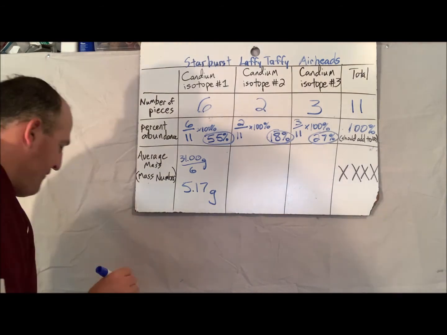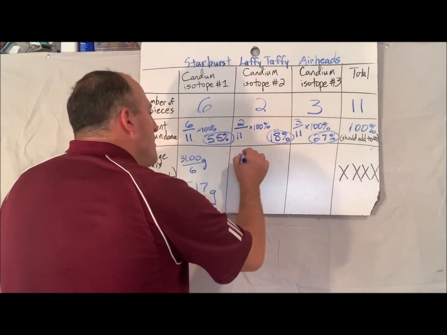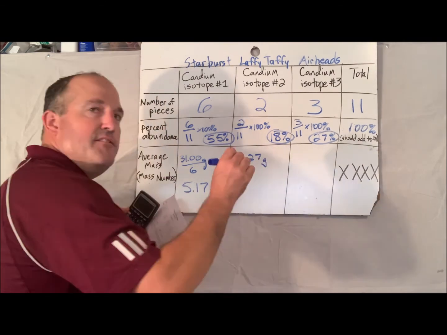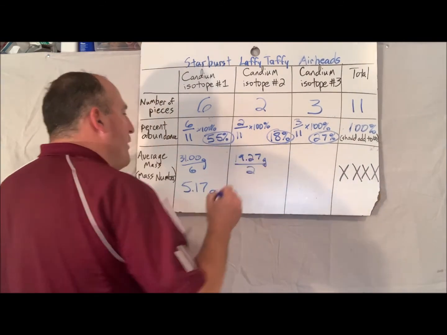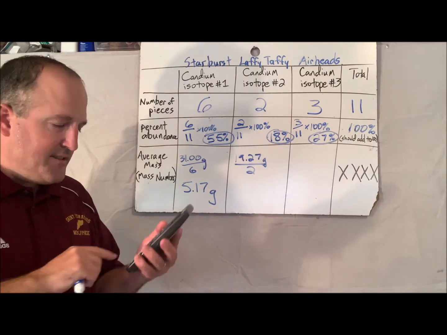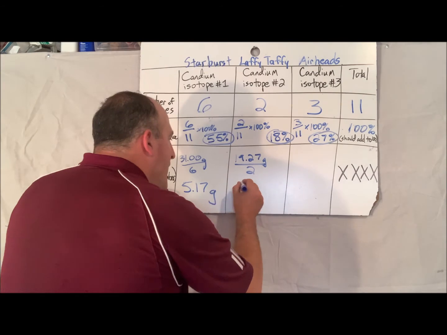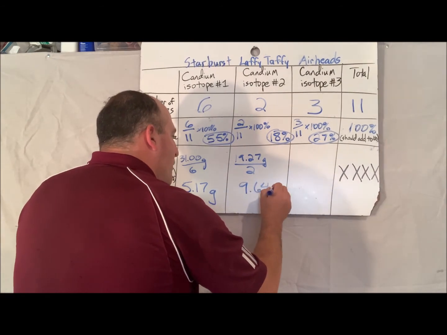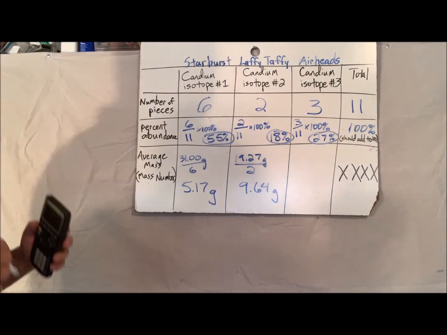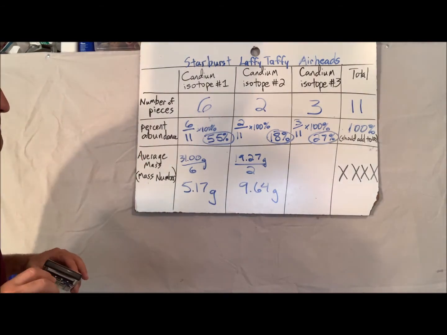For the Laffy Taffies, if you recall, during our data collection, we had a mass for both pieces of Laffy Taffy of 19.27, and there were 2 pieces, so we're going to take 19.27 divided by 2, and we get 9.64 grams as the average atomic mass for that isotope of candium.